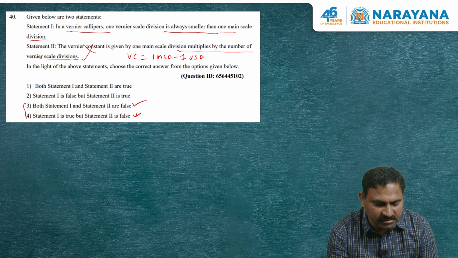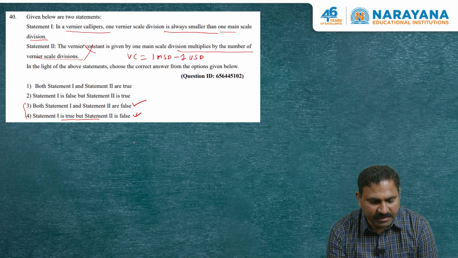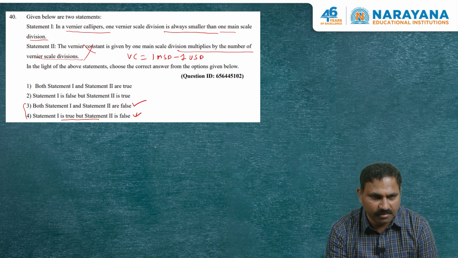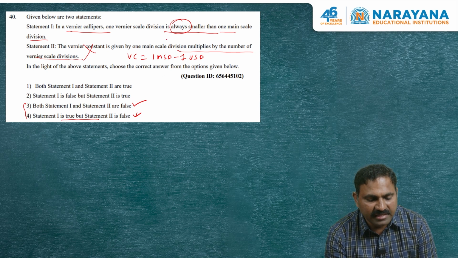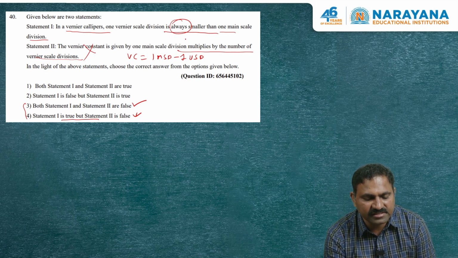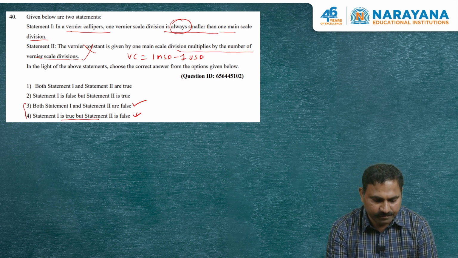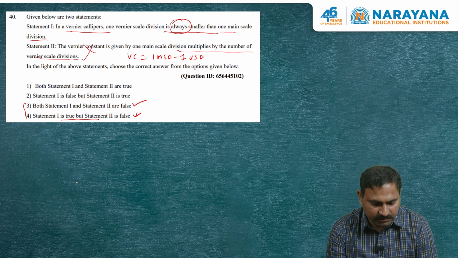It should be given third option, statement 1 and statement 2 both are false in this case, but NTA gave the fourth option as correct. So I hope they may change the key, or better to give a double key for this also, because there is some ambiguity in the question. At least they should not mention the word always. In general it should be mentioned. In Vernier calipers, one Vernier scale division in general is smaller than one main scale division will be the correct statement. Let us see what they do finally. Let us go to the next question.